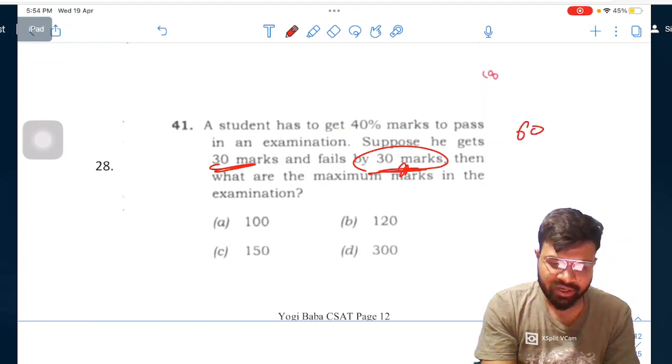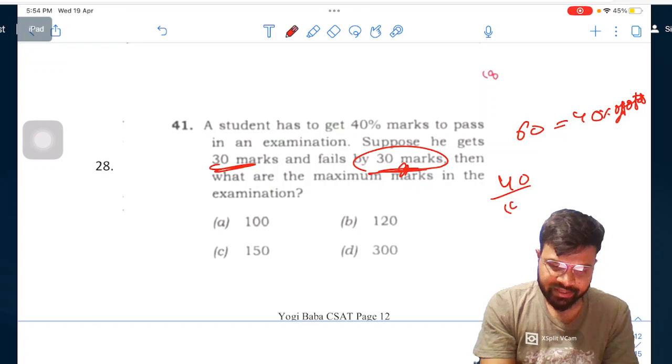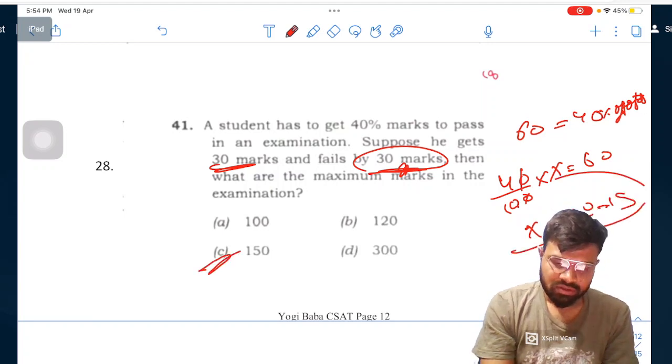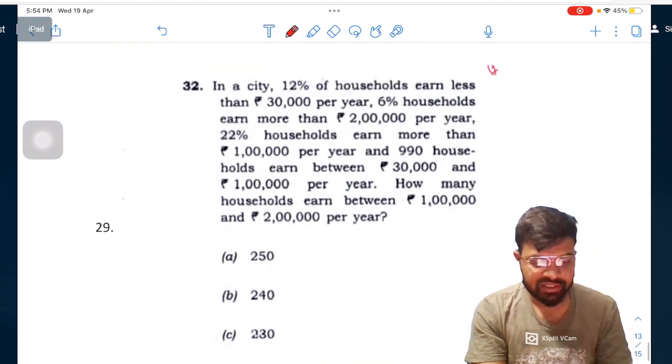That means 60 marks is equal to 40% of the total. So 40 by 100 into x is equal to 60. So x is equal to 600 by 4, that is 150. Simple calculation. These are very simple questions that UPSC has asked from the topics of percentages and all.